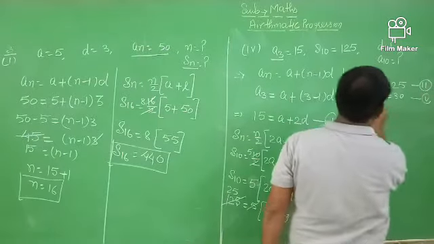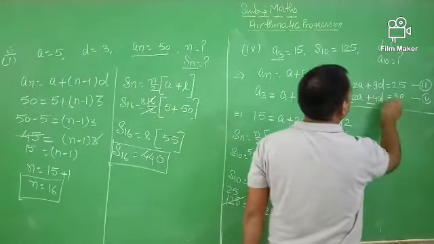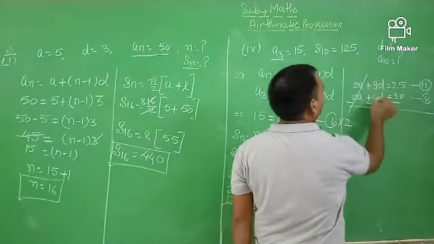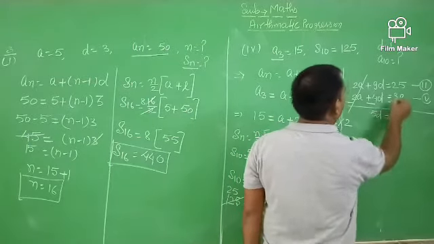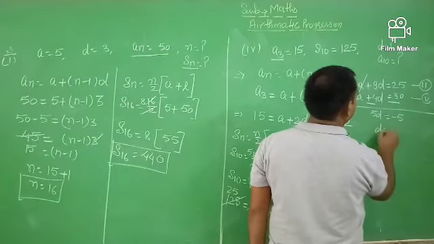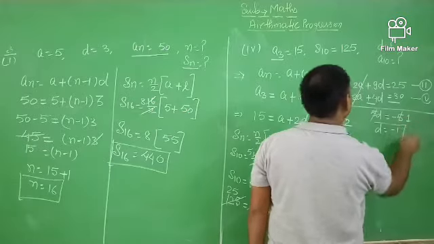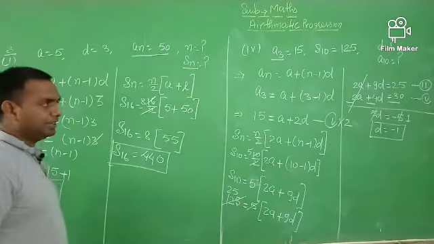This is the equation number first. Next, after subtraction, 2A cancels by 2A. 9D minus 4D, it means 5D. 5D is equal to 25 minus 30. So this is minus 5. So D is equal to minus 5 divided by 5, which is minus 1. So the first answer, the value of D, is equal to minus 1.